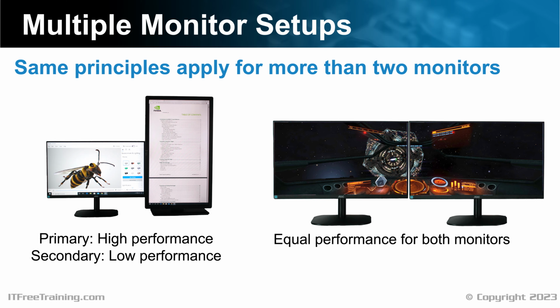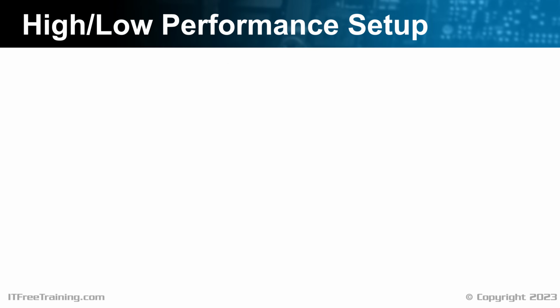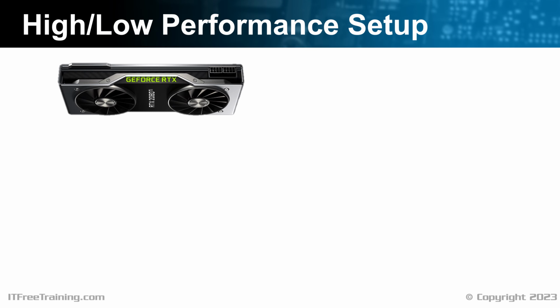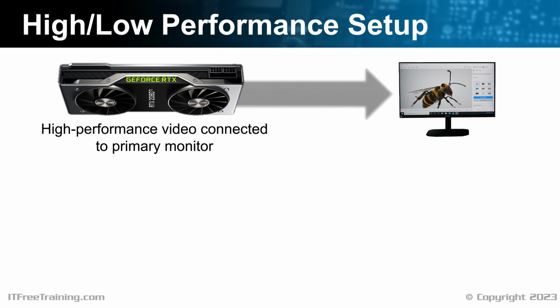To start with, I will look at setting up one monitor for high performance and a second monitor for low performance. This will be when you want to maximize your performance on one monitor, while the second monitor's performance is not as important. In this example, there is a high-performance video card that is connected directly to our primary display. If you have spent a lot of money on a video card, you want to get the most performance you can out of that video card.